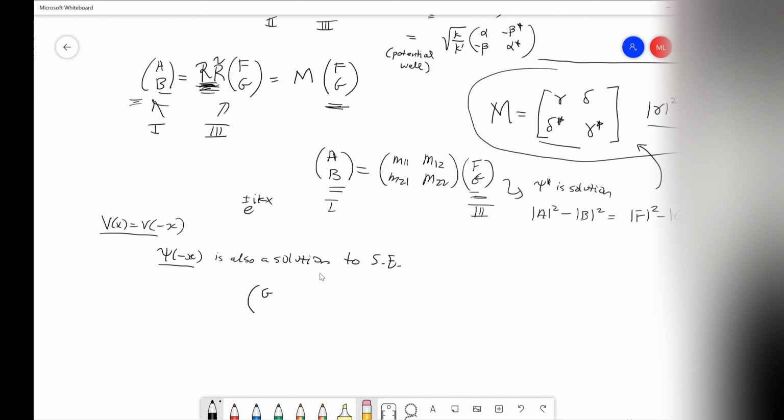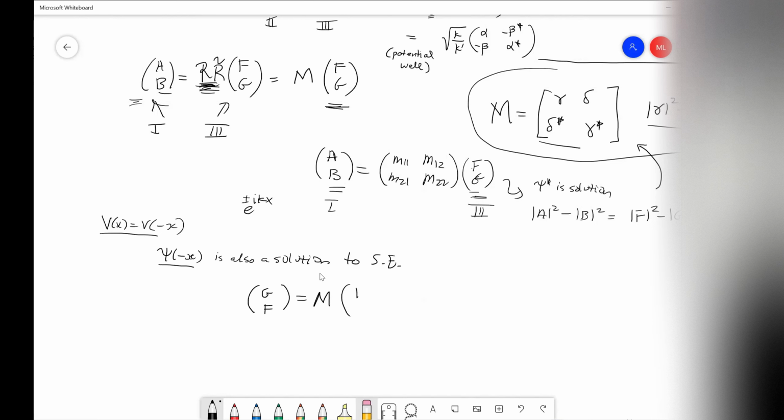That means the A, which is like coming in from the left in region 1, becomes coming in from the right in region 3. So this A becomes a G. This B becomes an F. The coming in from the right in region 1 becomes coming in from the left in region 3, which is F. And it must be the same matrix.